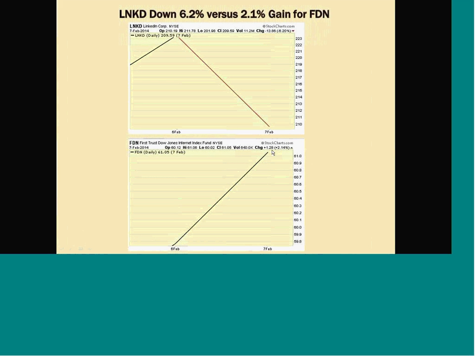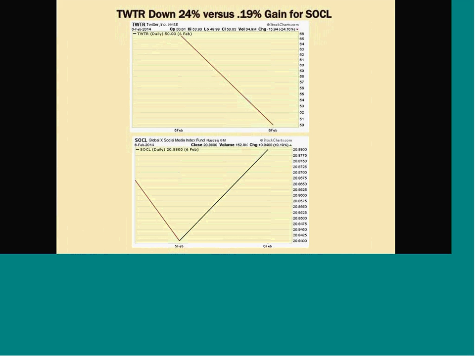Here's another example. This is Twitter, down 15 points, which is 24%. And the social media ETF was actually up slightly that day. So even though Twitter is a big component of that, it was down 24%. The ETF was up slightly. So you can see that owning these ETFs helps reduce that volatility that you have with individual stocks.